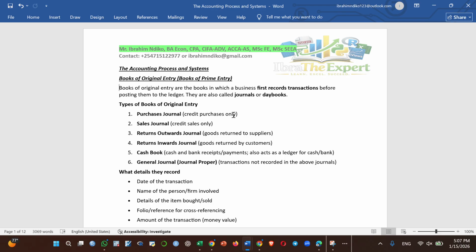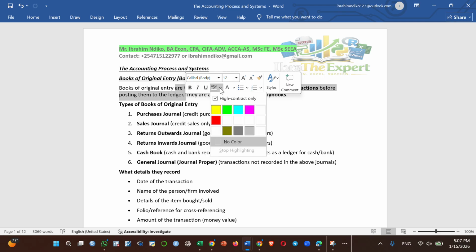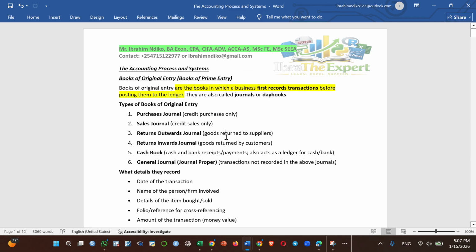So books of original entry are the books in which the business first records transactions before posting them to the ledger. They are also called the journals or the day books. So we can call them the journals or the day books. Let's see some of the types.